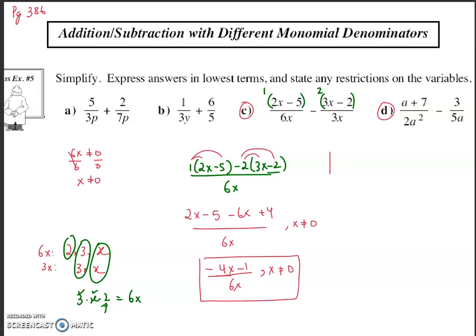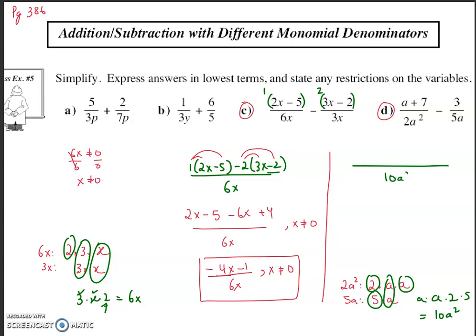Now for part D, we'll do the same thing again. We're going to try finding an LCD. 2a squared will prime factorize to 2 times a times a. 5a will prime factorize to 5 times a. Common is a, and that's it. And then the rest is the 2, this 5, and this a. I'll just write it over here, which makes it 10a squared. So my common denominator is 10a squared.